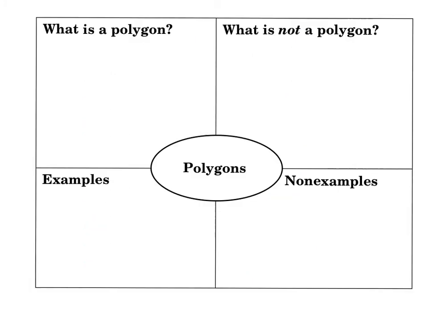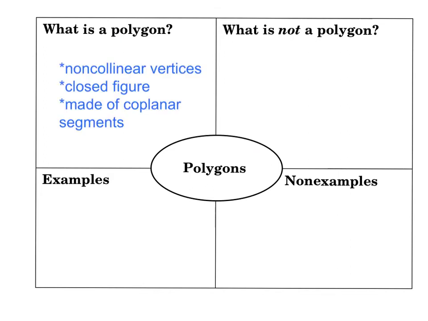What we're going to do, we're going to fill out this chart to decide what the characteristics of a polygon are and what is not a polygon. Let's first start out with what is a polygon. Okay, we have non-collinear vertices, meaning we don't have any like 3 corners all in the same line or anything like that.